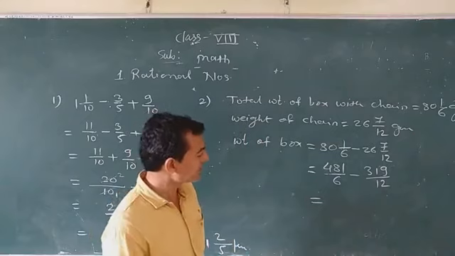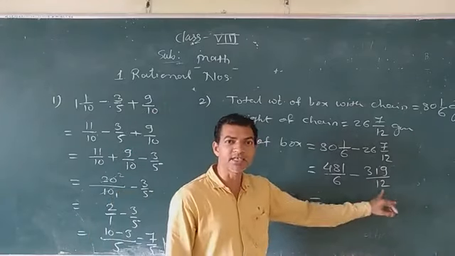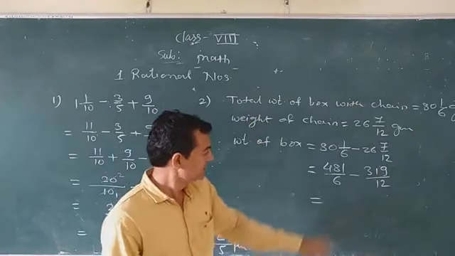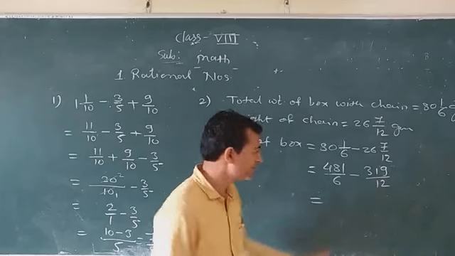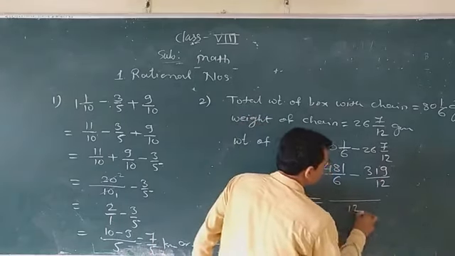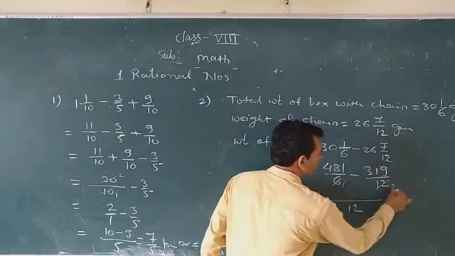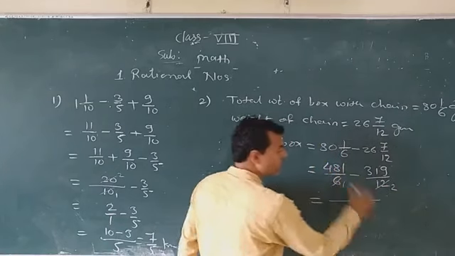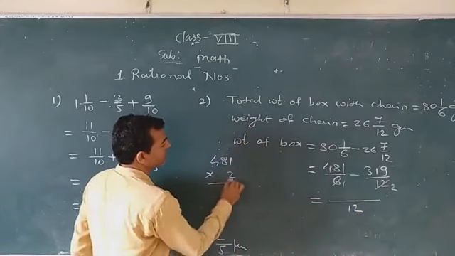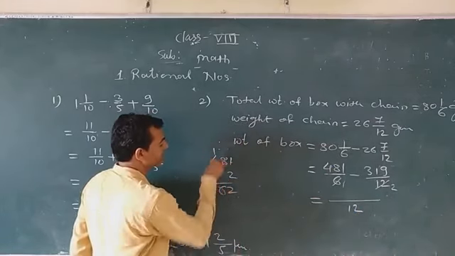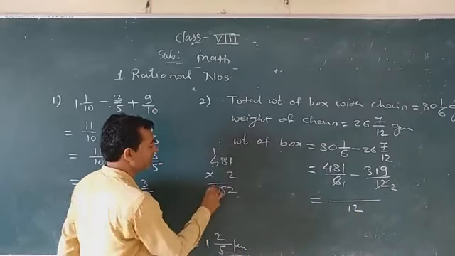Before taking the cross product, see here, two denominators are here, 6 and 12. Okay, so 12 is the multiple of 6. So the greatest denominator is the LCM. So 12 and it is here. Now 6 1s are 6, 6 2s are 12, 481 into 2. 481 into 2, how many? 2 1s are 2, 2 8s are 16, 6 and 1 remains, 2 4s are 8 plus 1, 9.